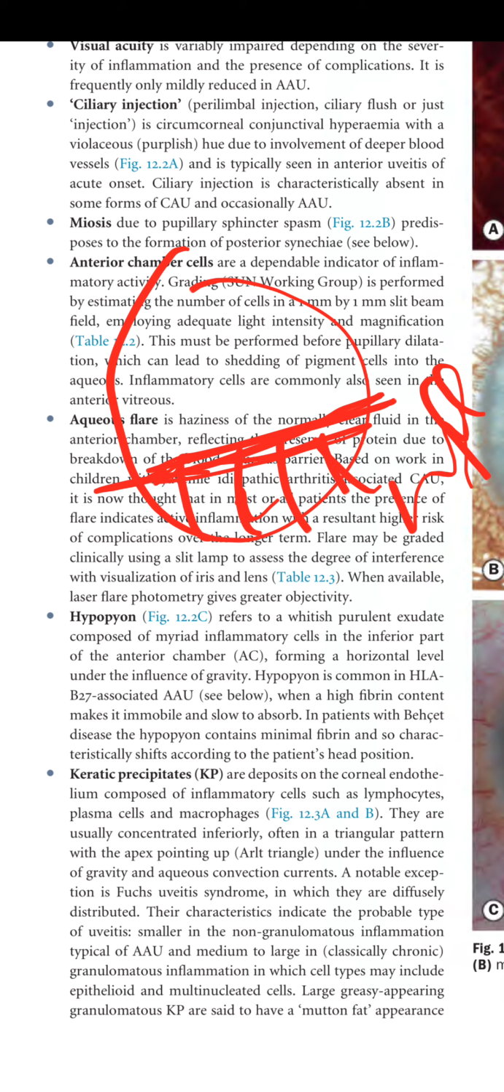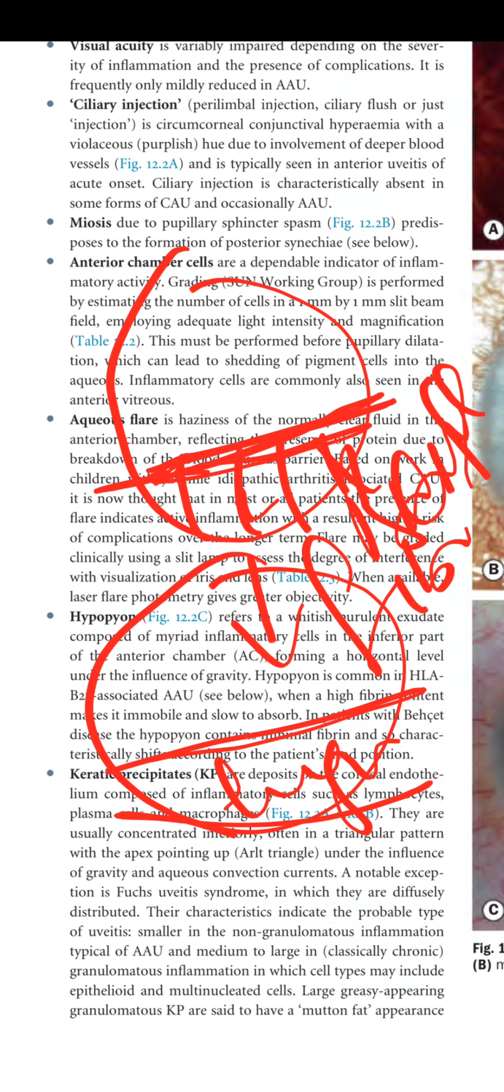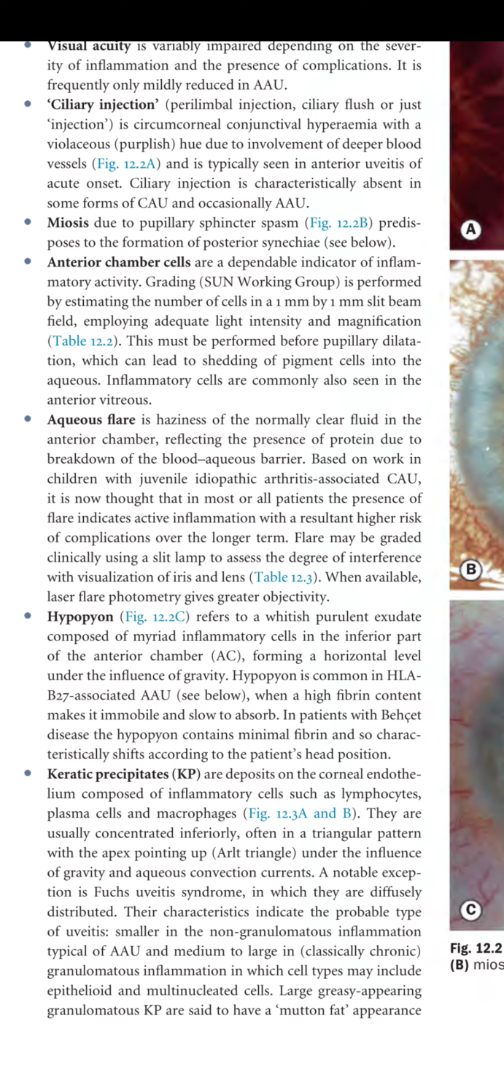In a patient with Behçet disease, the hypopyon contains minimal fibrin, so it characteristically shifts according to the patient's head position. So in the case of HLA-B27 uveitis, it usually contains a high fibrin material, which is why it does not move. But in the case of Behçet disease, it has a lower fibrin content, and that is why it moves with the movement. That is hypopyon. Next is the keratic precipitate.